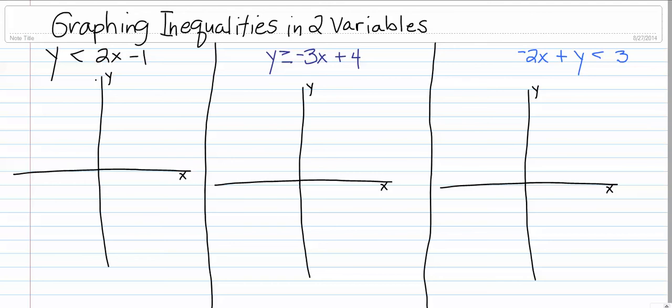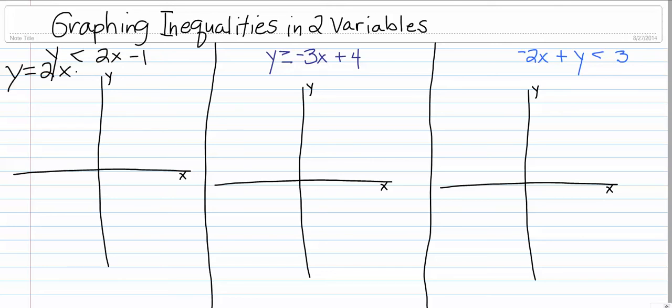Inequalities in one variable, we're going to graph inequalities in two variables. We graph these just much like we graph linear equations, where there's an equal sign in here. So let's just pretend that that's what we're starting with. Let's pretend we're starting with y equals 2x minus 1.